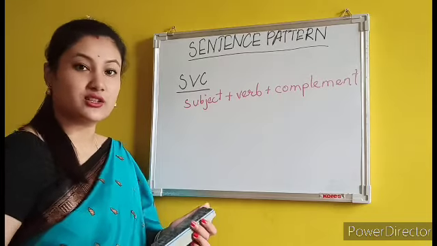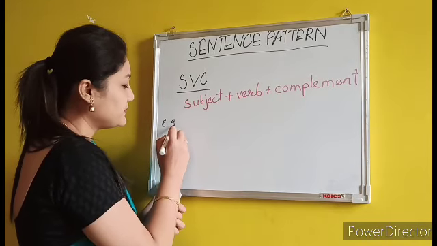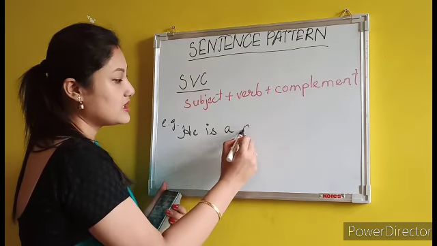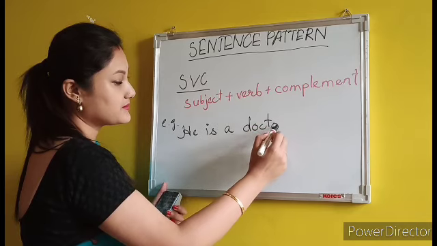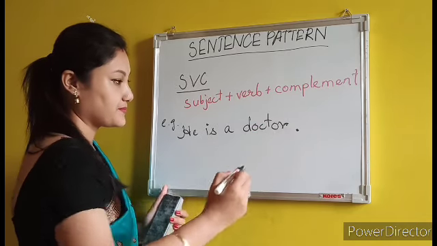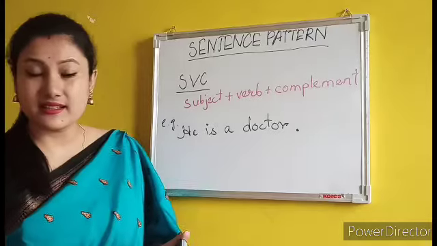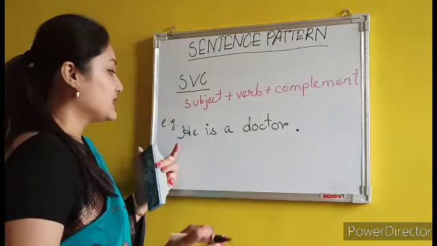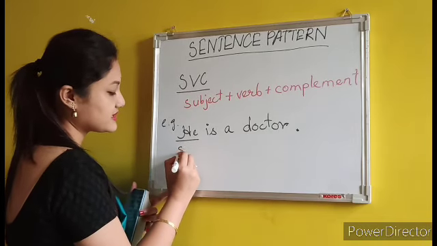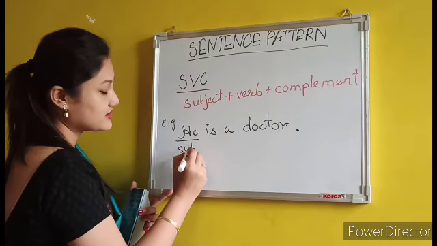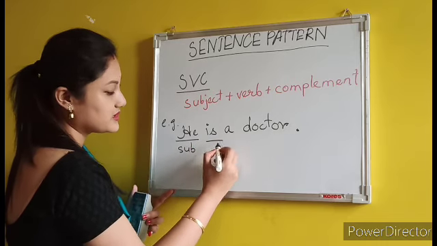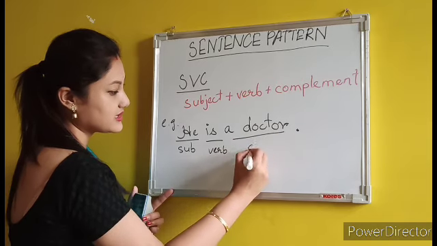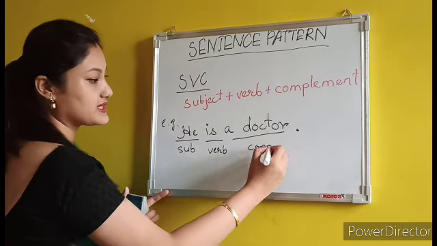He is a doctor. For example, he is a doctor. So what is he? A doctor. He is the subject, is the verb, and this is the complement.